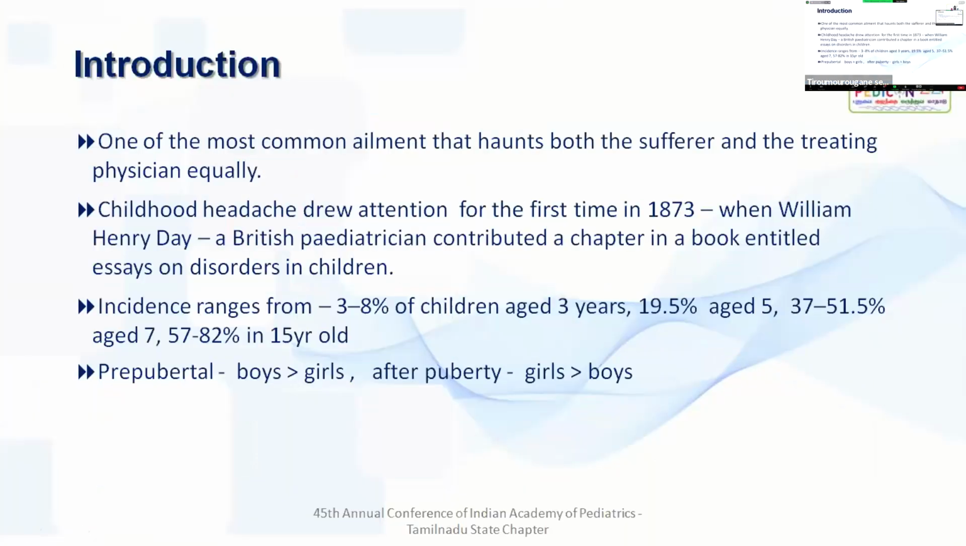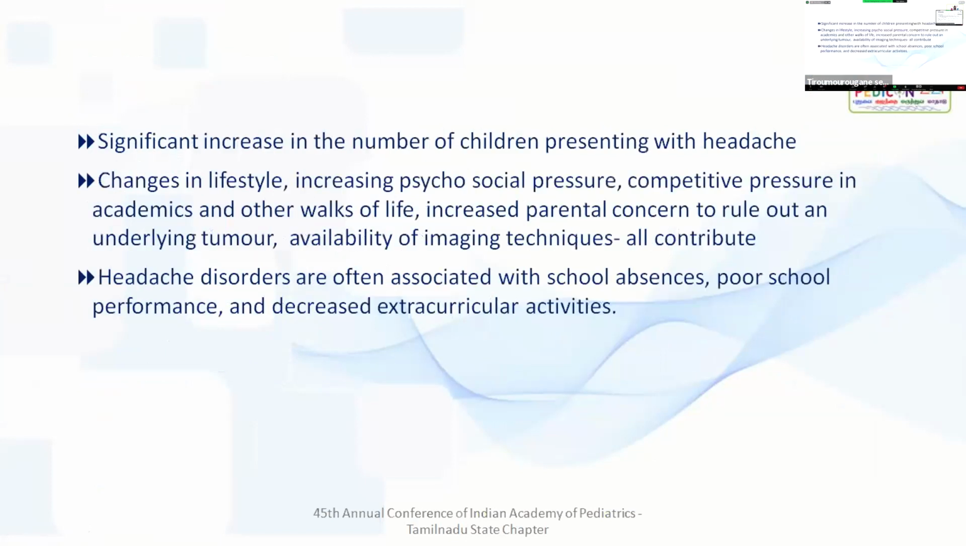Childhood headache drew attention for the first time in 1873 when William Henry contributed an entire chapter on headache in a book called Disorders in Children. The frequency of headache incidence ranges from less than 10% in preschoolers or toddlers, increasing to 60 to 80% in adolescents. The frequency is higher in boys in the prepubertal age group, and in girls after puberty it is higher. And why is there a need to know about these headaches in children?